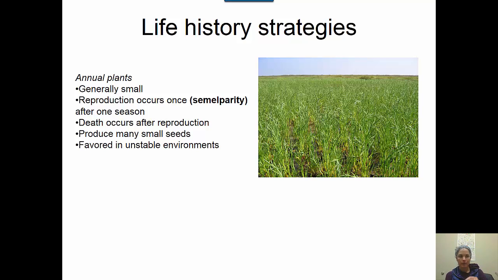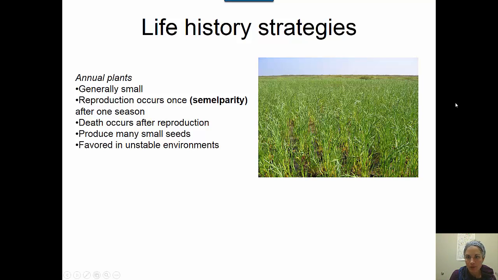Some annual plants represent sort of an extreme case of life history strategies. They're over here on this side of the continuum. These are plants that are generally small in stature, so they're not devoting a lot of energy to their own growth. Instead, they're reproducing really fast, but they're only reproducing once. So this is called semelparity, when organisms just reproduce once and then they die after reproduction. They can produce a lot of seeds. So some of these annual plants produce hundreds of thousands of seeds.